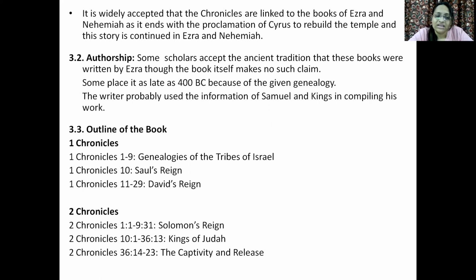So let's look into the outline of the book. First Chronicles, chapters 1 to 9, talks about genealogies of the tribes of Israel. Then we have chapter 10, Saul's reign, and chapters 11 to 29, David's reign. Then in Second Chronicles, chapter 1 verse 1 to 9:31, Solomon's reign. Then 10:1 to 36:13, Judah's reign. And then 36:14 to 23, captivity and release.